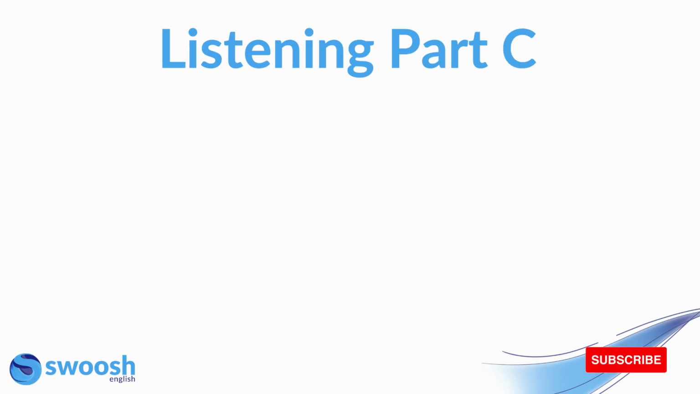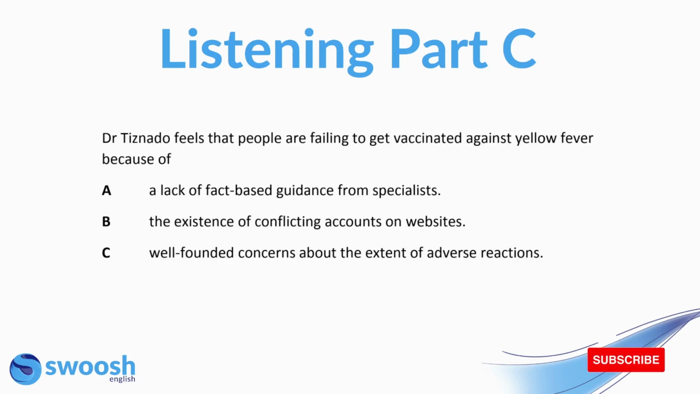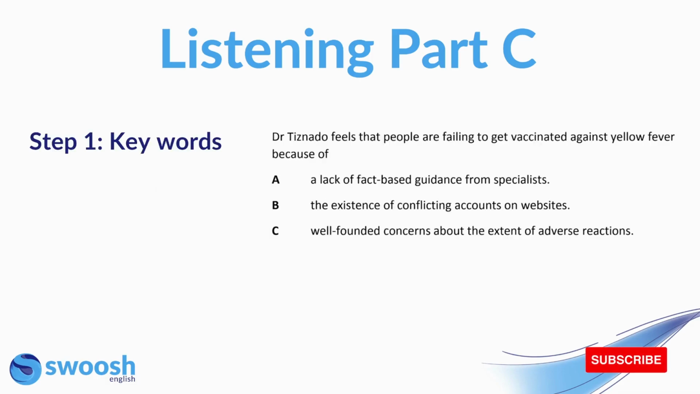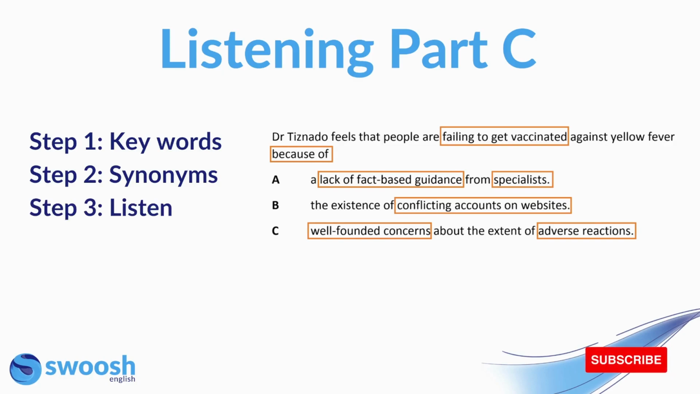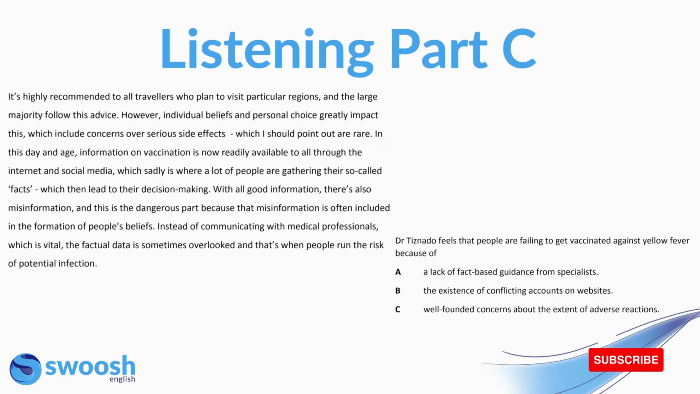Now let's move on to listening part C. Once again, we have a question, or in this case, it's a sentence that you need to complete with 3 answer options. And once again, we're going to start by identifying our keywords. So there we have our keywords here. We're then going to think about our synonyms, and then we're going to listen. So let's have a go at this question with our listening part C tape script. Once again, pause this video and have a go at finding the answer.